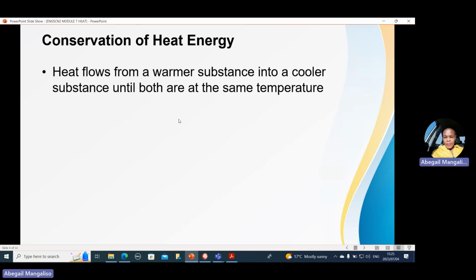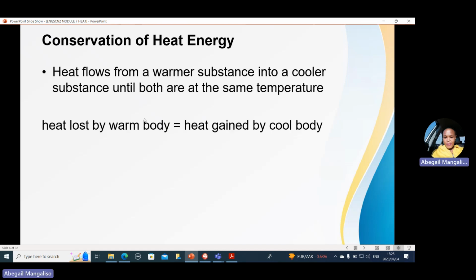Conservation of energy. Heat is a form of energy. Energy cannot be destroyed, nor created, but can be transferred from one form into another. Same as the heat. Heat that is lost won't be destroyed, but can be transferred to another substance. So heat flows from a warmer substance into a cooler substance until the temperature is the same. And when we write that mathematically, heat lost by the warmer body is equal to heat gained by the colder body.